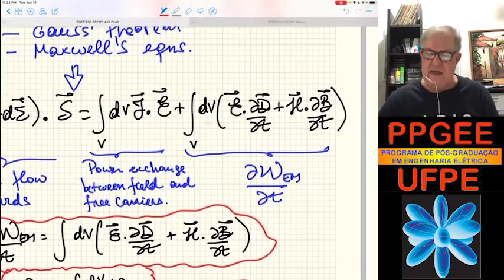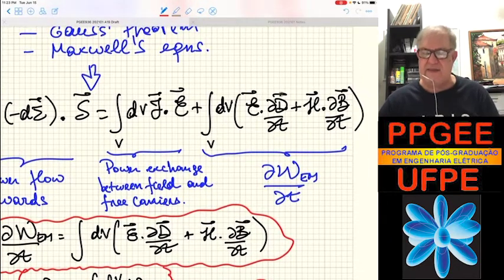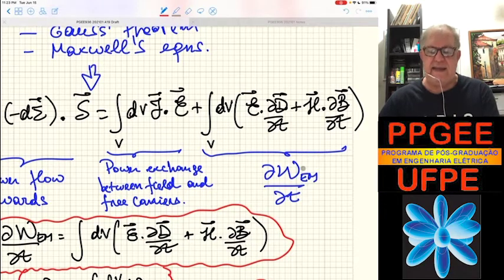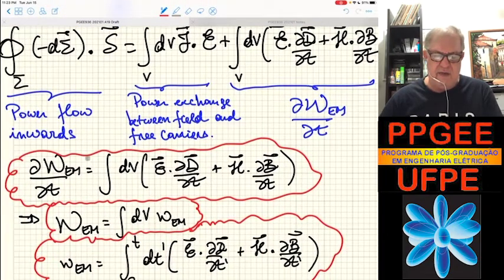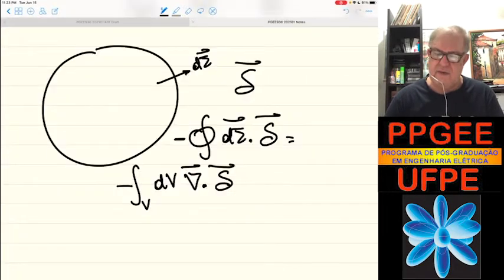And this one here has the right dimension, the time rate of change of energy. We call it the electromagnetic energy. So this whole integral here is the time rate of change of the EM energy, W, cursive type of W, electromagnetic energy. This term is this integral here. Let's take a look at these things here. I'm going to take a look there.